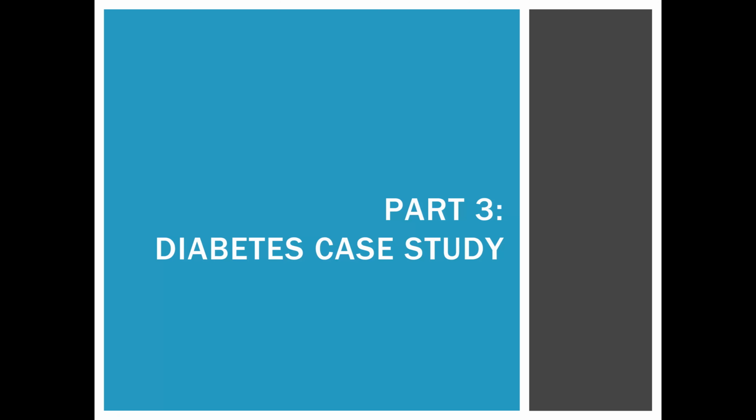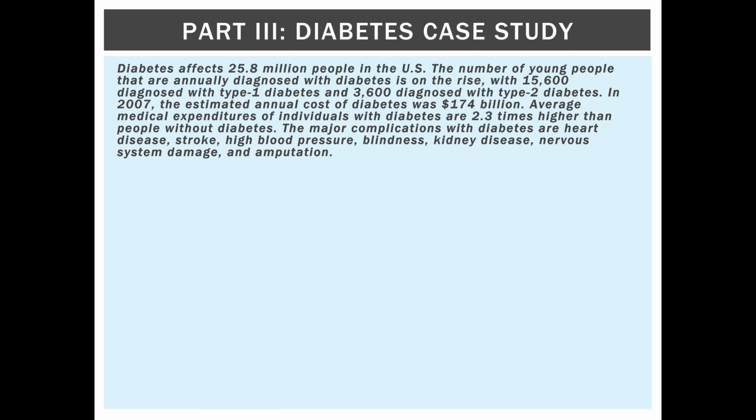So part 3 is a diabetes case study. Diabetes affects 25.8 million people in the U.S. The number of young people that are annually diagnosed with diabetes is on the rise, with 15,600 diagnosed with type 1 diabetes and 3,600 diagnosed with type 2 diabetes. In 2007, the estimated annual cost of diabetes was $174 billion. Average medical expenditures of individuals with diabetes are 2.3 times higher than people without diabetes. The major complications with diabetes are heart disease, stroke, high blood pressure, blindness, kidney disease, nervous system damage, and amputation.